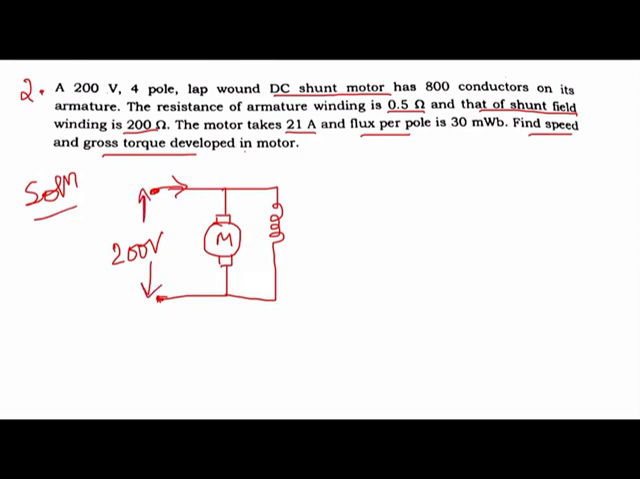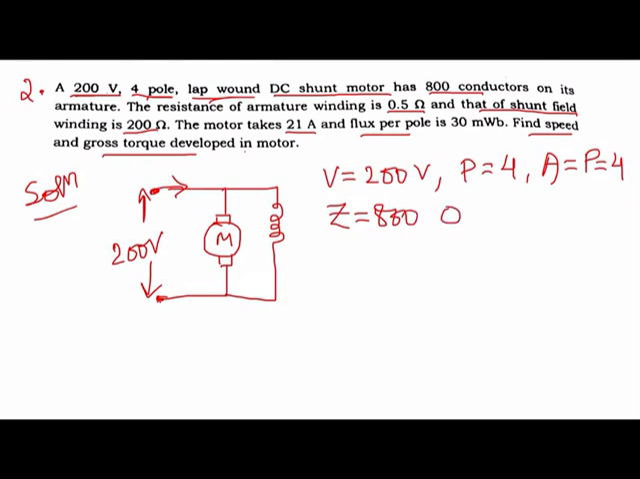In this problem, the data given is a 200 volts, 4-pole, lap wound DC shunt motor with 800 conductors. So the given voltage is the applied voltage, that is V is equal to 200 volts. The number of poles is 4. Since it is lap winding, A is equal to P, which is again 4. Number of conductors Z is equal to 800, the flux per pole is 30 milliwebers, that is 30 into 10 power minus 3, and the motor takes a current of 21 amps.